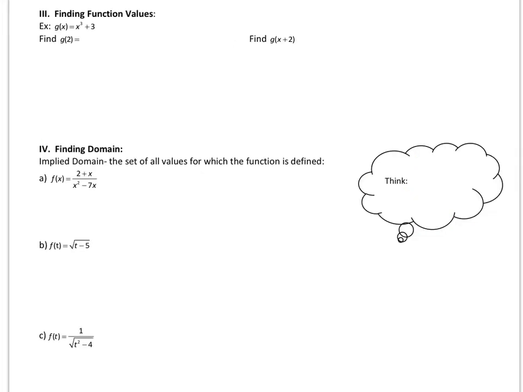Okay, part 3, we're going to find function values. So we have g of x equals x cubed plus 3, and I want to find g of 2. All this means is I basically have to take 2 and I have to plug it into x. So that should be familiar to you from Algebra 2. 2 cubed is 8. 8 plus 3 will give you 11. You're just doing some substitution.